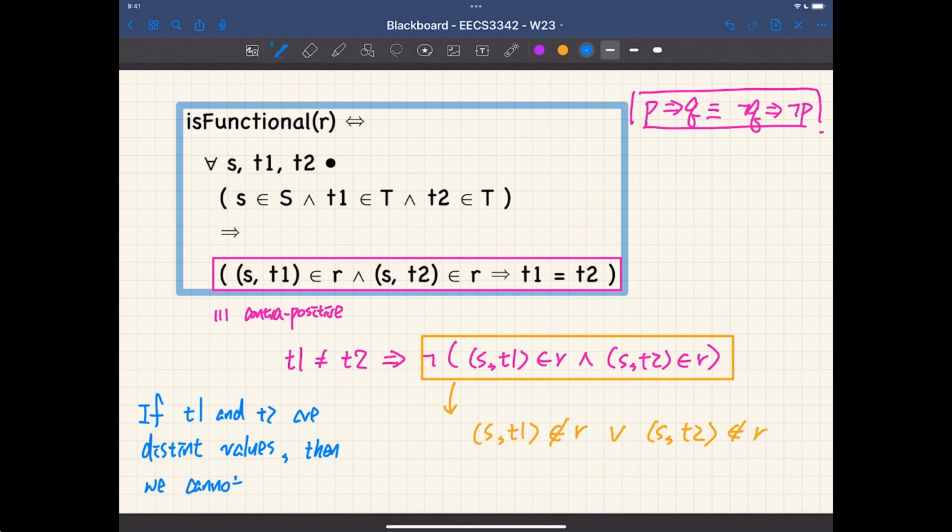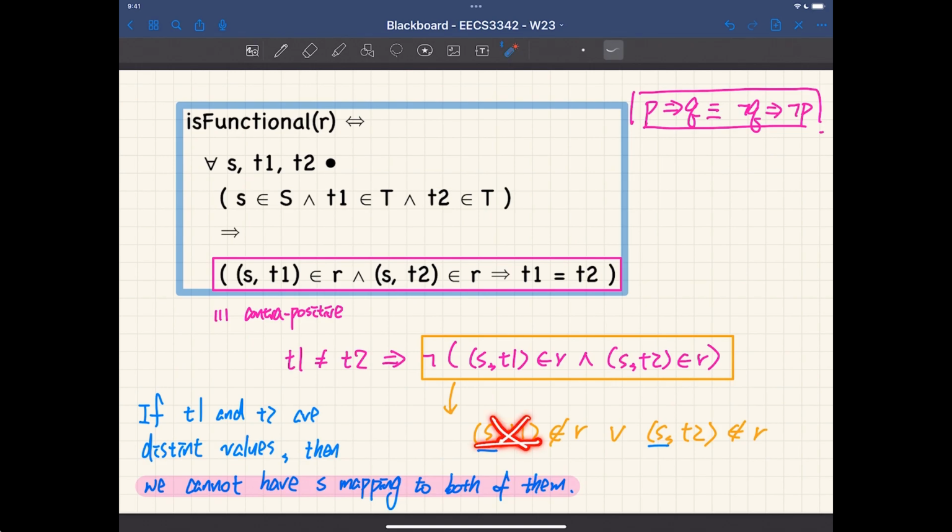we cannot have S mapping to both of them. Now this part here is really what the logic is saying, that we cannot have S mapping to both of them. That means either S maps to T1 is not in the relation, we don't have that pair, or S maps to T2 is not in that relation. So it cannot be in the relation at the same time, basically. If they are in the relation at the same time, it's going to violate the functional property. Okay?